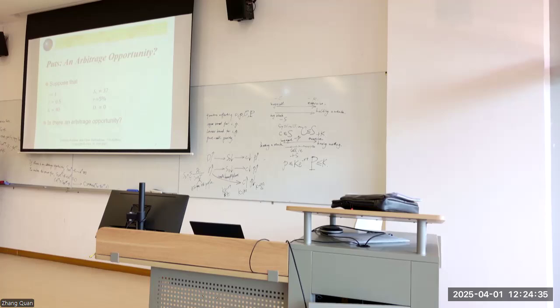D is dividend, but D is zero. Okay. Jimmy, there is a small mistake here. Let me correct it.